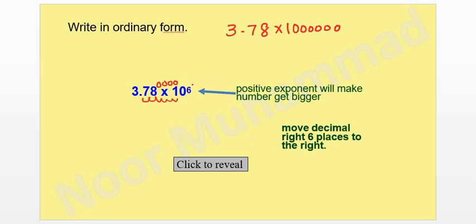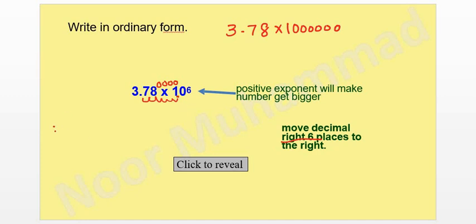This shows that whenever you have this exponent as positive and you want to change it into the ordinary form, you will move the decimal to the right according to the power of 10. If the power is 5, you will move it 5 places to the right. If the power is 3, you will move it 3 places to the right. Right now we have 6. The power is 6. That means this decimal is going to move to the right 6 places, and finally it will reach over here.